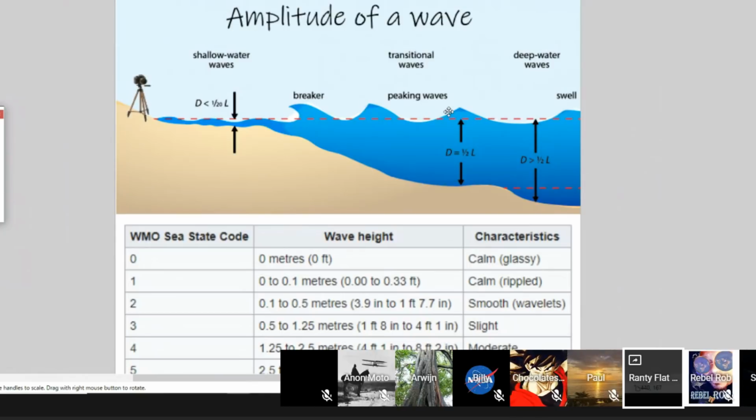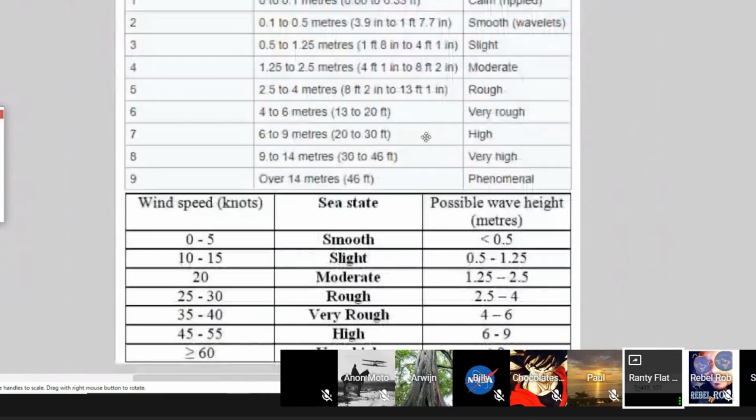To give you an idea of some of the wind speeds in this kind of thing, if we go into knots and we go to 20 knots, which is a moderate sea state, we can expect wave heights of between 1.25 and 2.5 meters. So 1.25 to 2.5 meters, we've got 4 foot of blockage to 8 foot of blockage. And that's just in a moderate sea state.